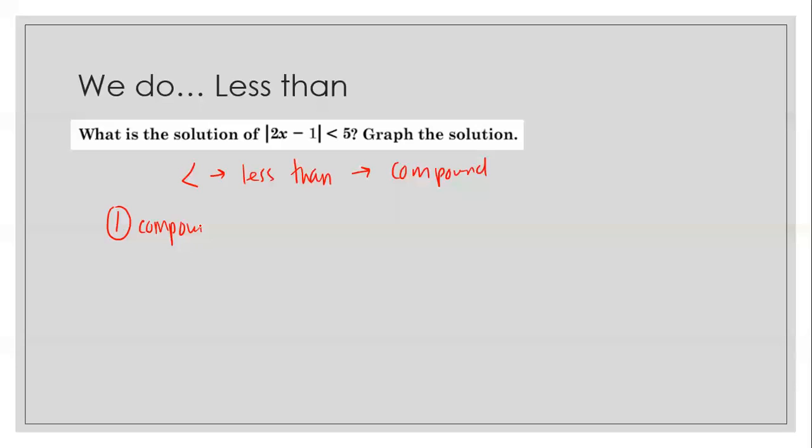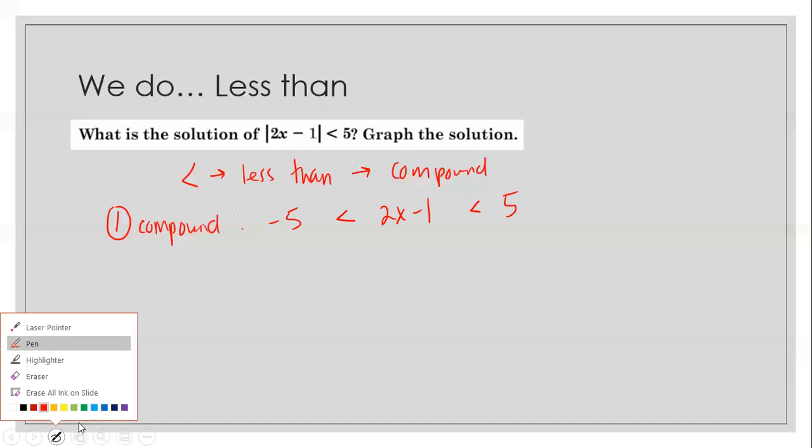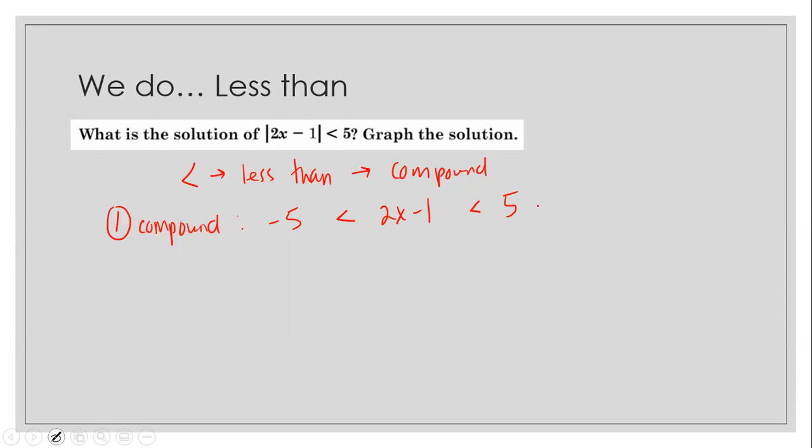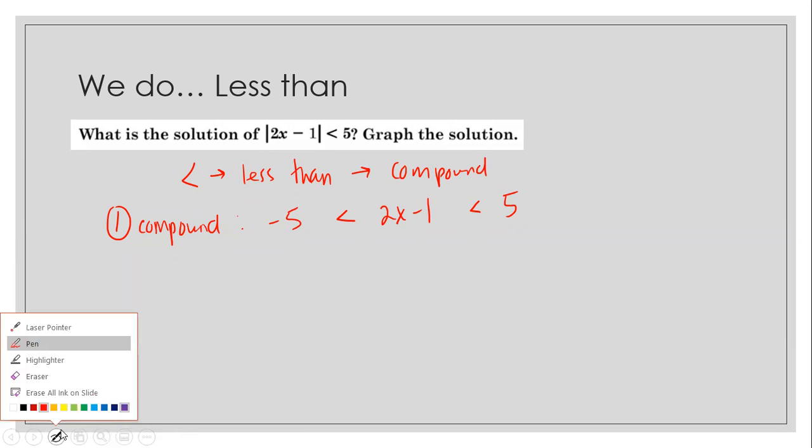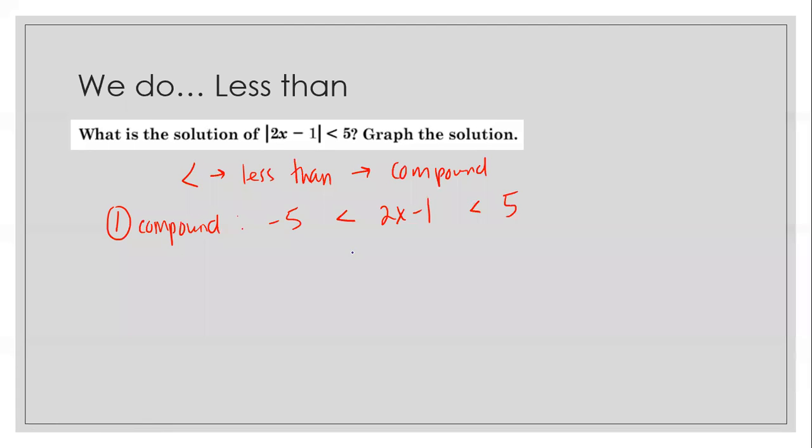So solving it as a compound would look like this. You're going to have your negative 5. So we have negative 5 is less than 2x minus 1, which is less than positive 5. And so we're going to solve this simultaneously. So technically this would be one equation and this would be the other equation. So you would have one equation where negative 5 is less than 2x minus 1, and you would have another equation where 2x minus 1 is less than 5. So if you want to write it as separate equations, by all means, feel free to do so. But I think you would like seeing it as compound.